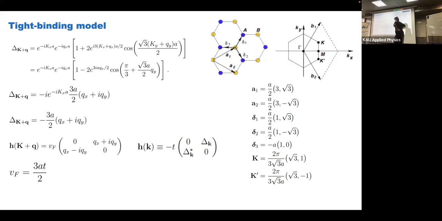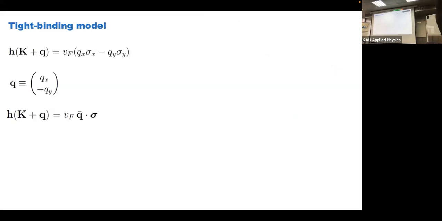I just say that this thing will be the Fermi velocity. And it will be huge. It will be very huge for graphene, up to 10 to the 6. 10 to the 6, yeah.